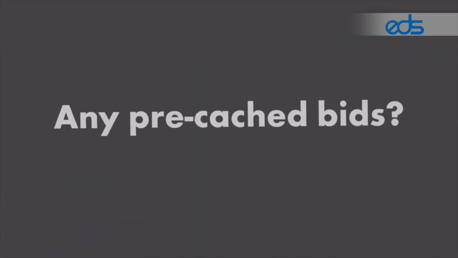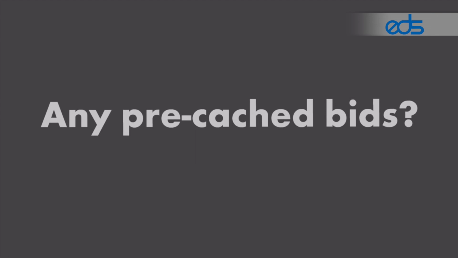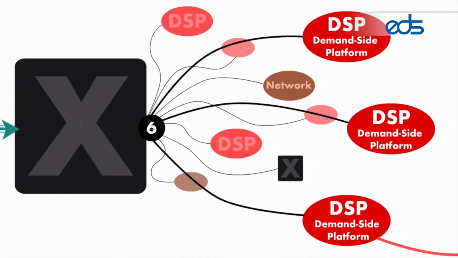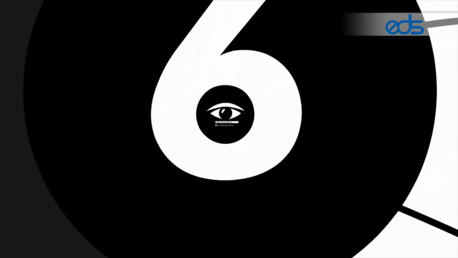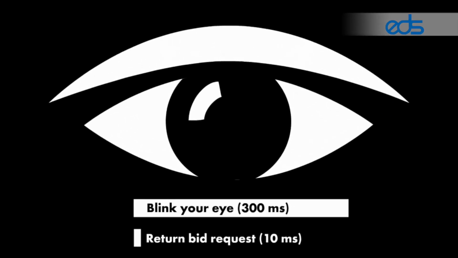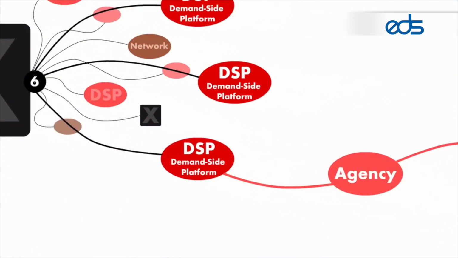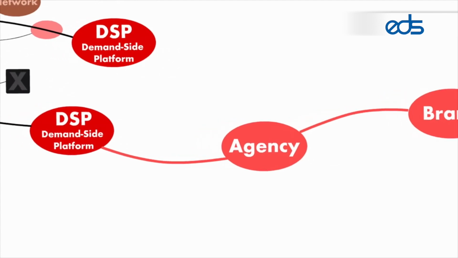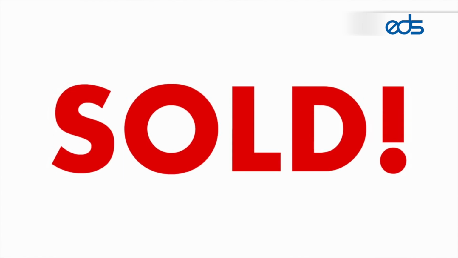Now, for the sake of this example, let's say there are no pre-cached bids. In that case, the exchange's next step is remarkable. It says to all of its partners, if you want a chance to show an ad to a person meeting this specific criteria, tell me how much you are willing to pay and do it in less than 10 milliseconds. Let's put that in context for you. It takes 300 milliseconds to blink your eye. Despite this seemingly unrealistic requirement of the exchange, buyers respond in that time, and the exchange selects a winning bid.